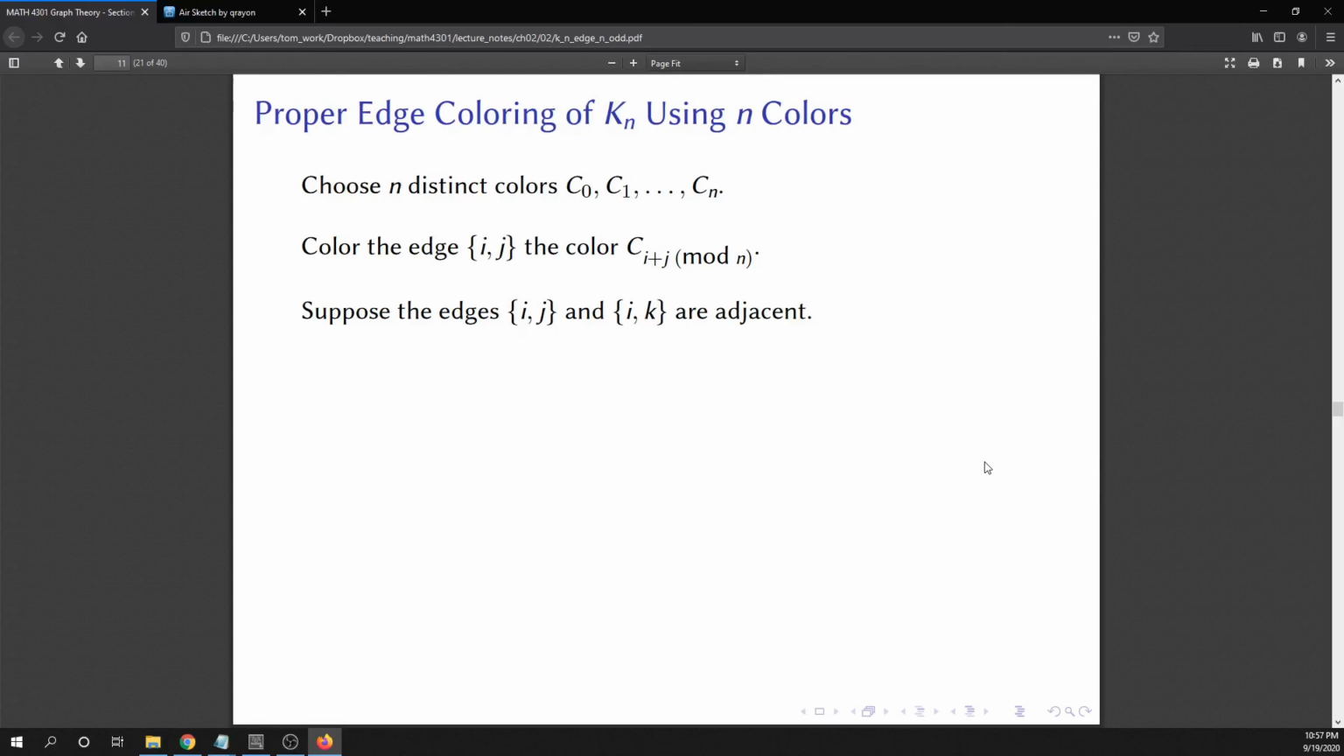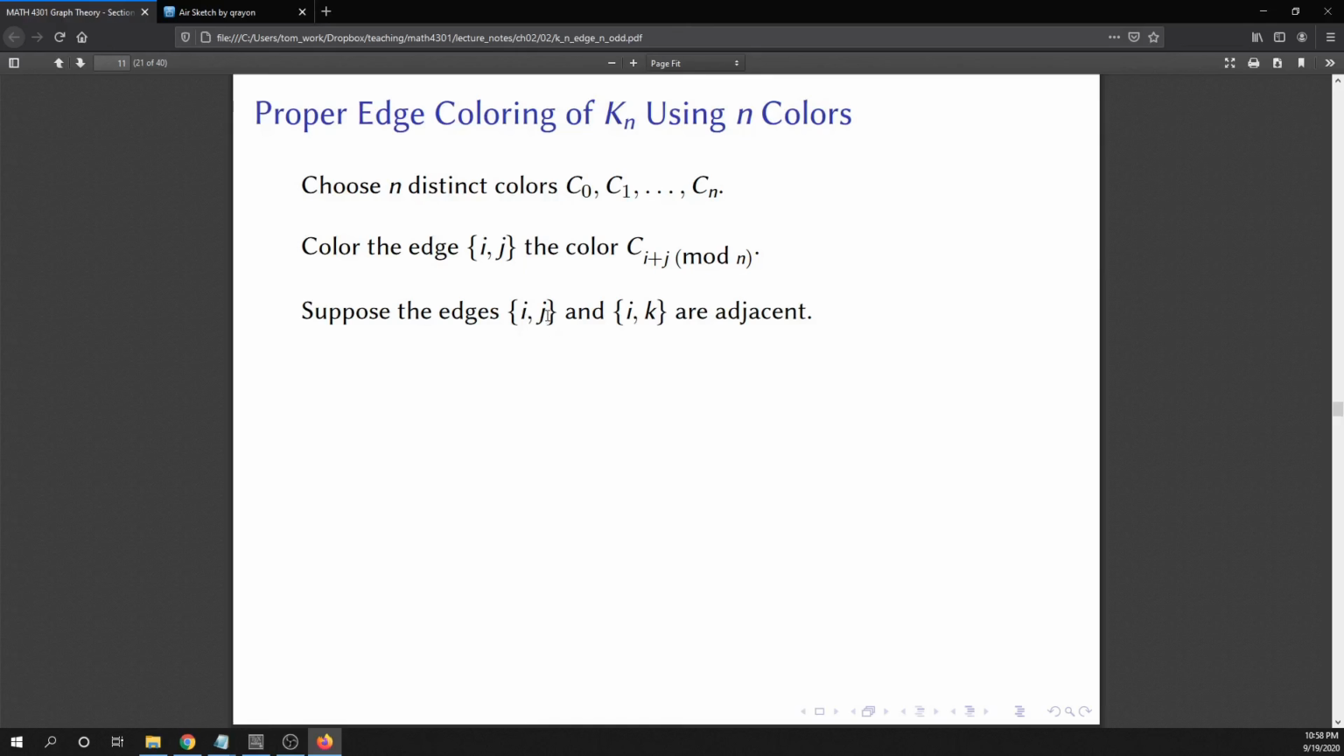And so now the crucial part here is we need to demonstrate that that is a proper edge coloring. That would give us an edge coloring. So the question is, is it proper? What we need to show is that if two edges are adjacent, they aren't colored the same color. So suppose I have two adjacent edges, ij and ik. And I can do that without loss of generality. If two edges are adjacent, that means that they have some vertex in common, and so I can just choose that one to be i.